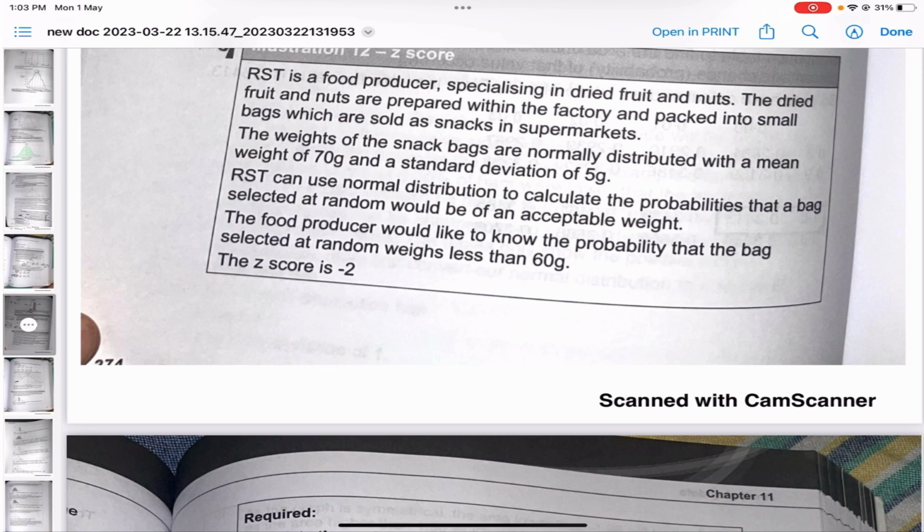RST is a food producer specializing in dried fruits and nuts. The dried fruits and nuts are prepared within the factory and packed into small bags which are sold as snacks in the supermarkets. The weights of the snack bags are normally distributed with a given mean and standard deviation. RST can use the normal distribution. The food producer would like to know the probability that a bag selected at random weighs less than 60 grams.